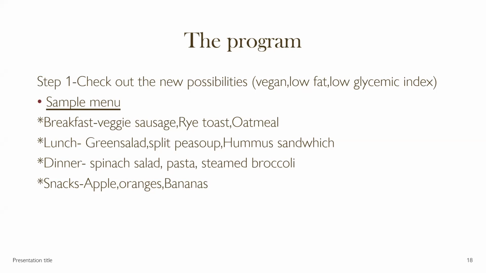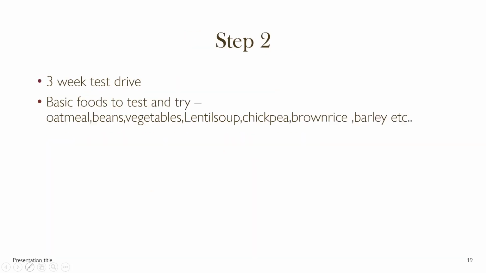Now, there's a very interesting thing about fruits. There's a mechanism which says that our body is mainly focusing on the weight of the food, not on the type of the food. So our body needs this many calories. So basic foods to test and try are these: oatmeal, beans, vegetables, lentil soup, chickpea, brown rice, barley. Such foods have to be tried.